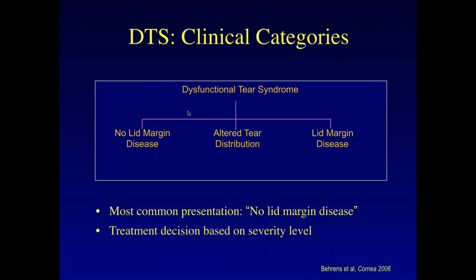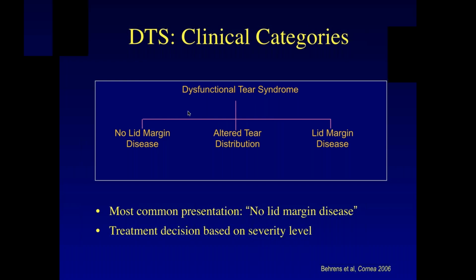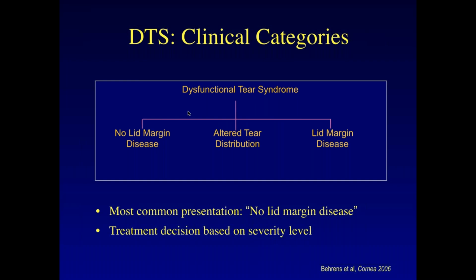This came out of the abstract in the Cornea Journal, lead author Behrens, and it said the most common presentation for dry eye disease is no lid margin disease. You know what that means? That means these top 25 experts in the world in 2006, because that's when this was published, so 12 years ago, were completely wrong, 180 degrees off. They're actually the most common form of dry eye. In fact, 86% of all dry eye involves the lid margin.